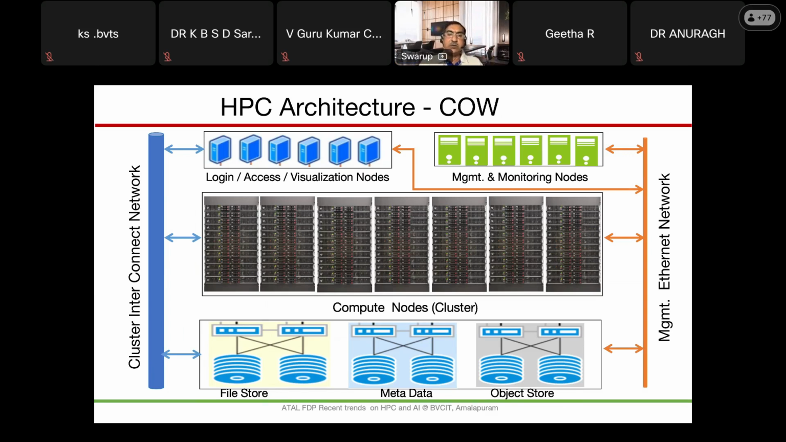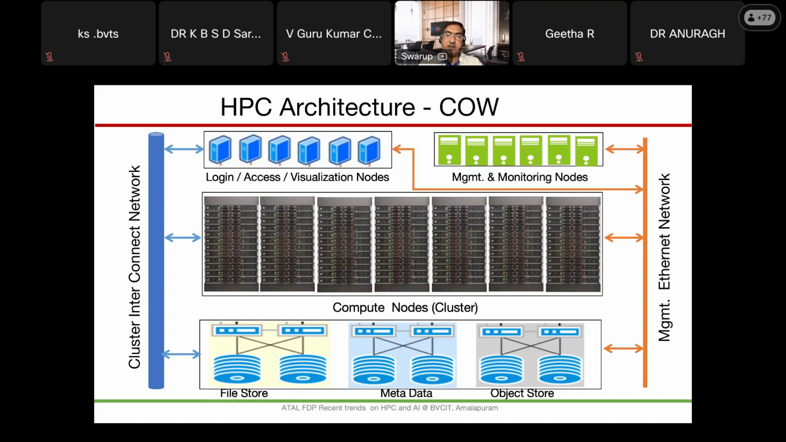So you see that these are the nodes, and then I have some login or access nodes, some visualization nodes, and some monitoring and management nodes, because the system needs to be managed and monitored by somebody, along with all the services. And then you have the file systems underlying. The underlying file system is like a file store, which is a parallel file system. And usually the parallel file system has metadata associated with it. Okay, what is that parallel file system? How is it different from a normal file system?